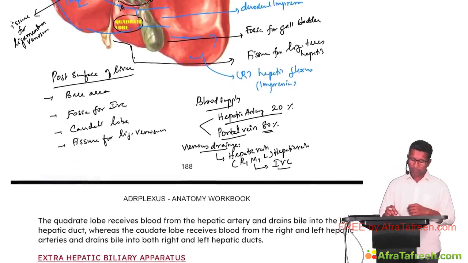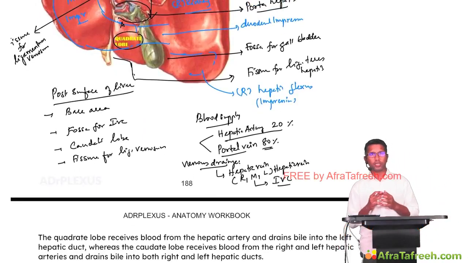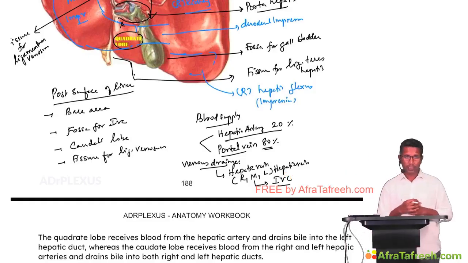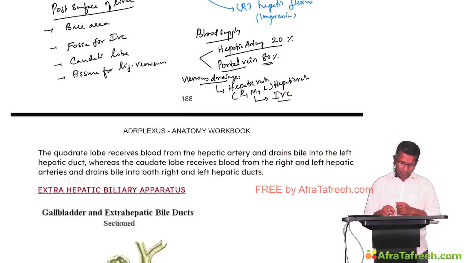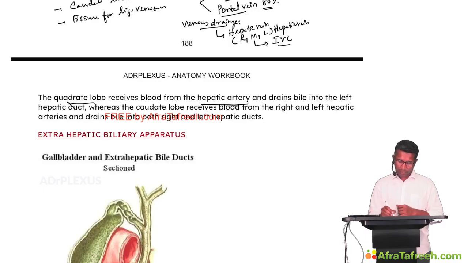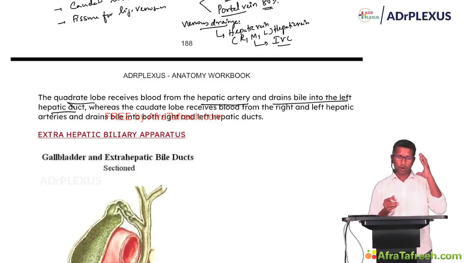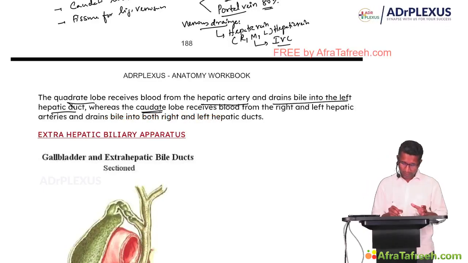When you see the liver, the main function of the liver is to store glycogen, and one more important function is to produce an important digestive enzyme that is called bile. We are going to see about the bile and the collection of the bile now. Before that, they have given some points here. The quadrate lobe receives blood from the hepatic artery and it drains bile into the left hepatic duct. It is a very simple lobe, but what is next? It is the caudate.